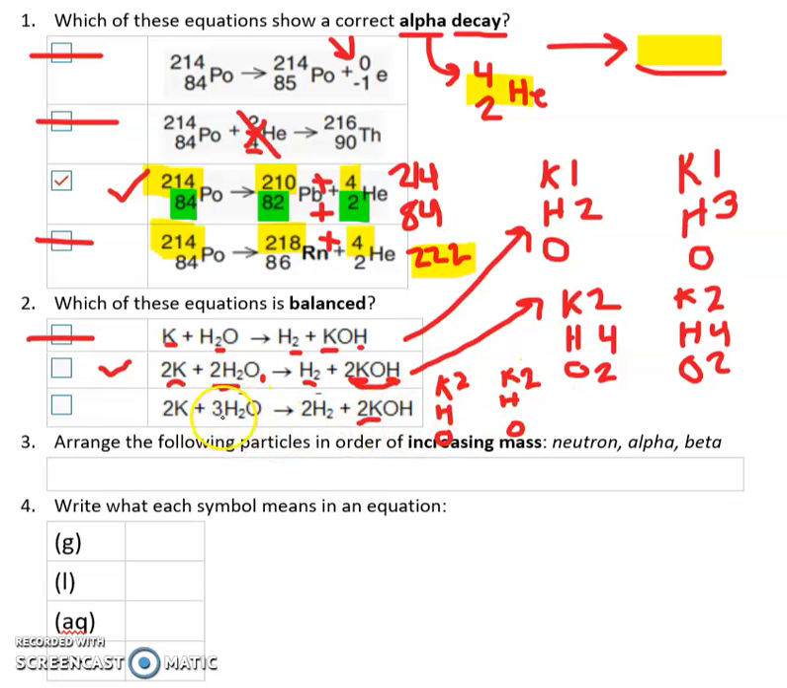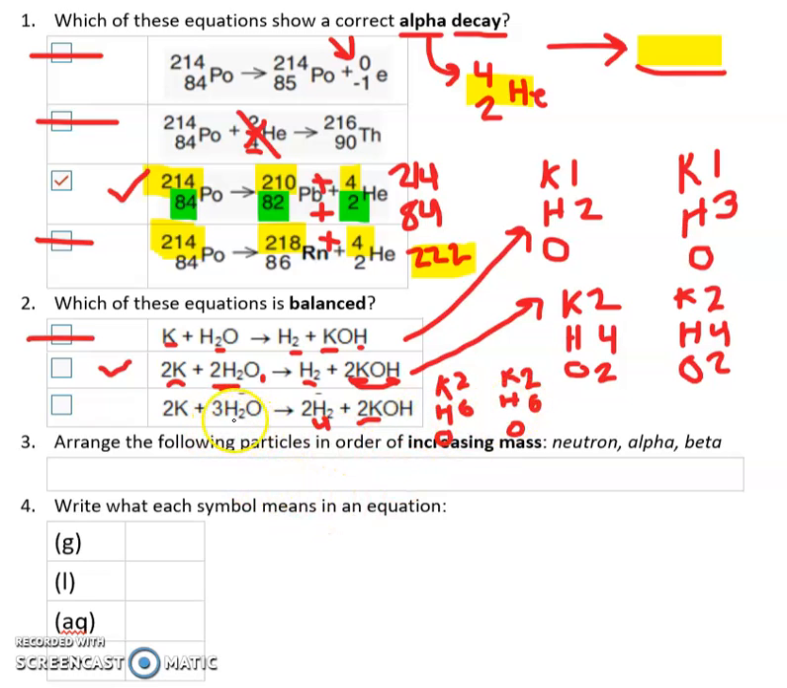I have 3 times 2 is 6. 6 hydrogen atoms on my reactant side. And I have 2 times 2 is 4. I have 4 right here. And then I have 2 times 1 is 2. So I have 6 hydrogen atoms on my product side. Again, 2 times 2 is 4. And then over here, 2 times 1 is 2. 4 plus 2 is 6.